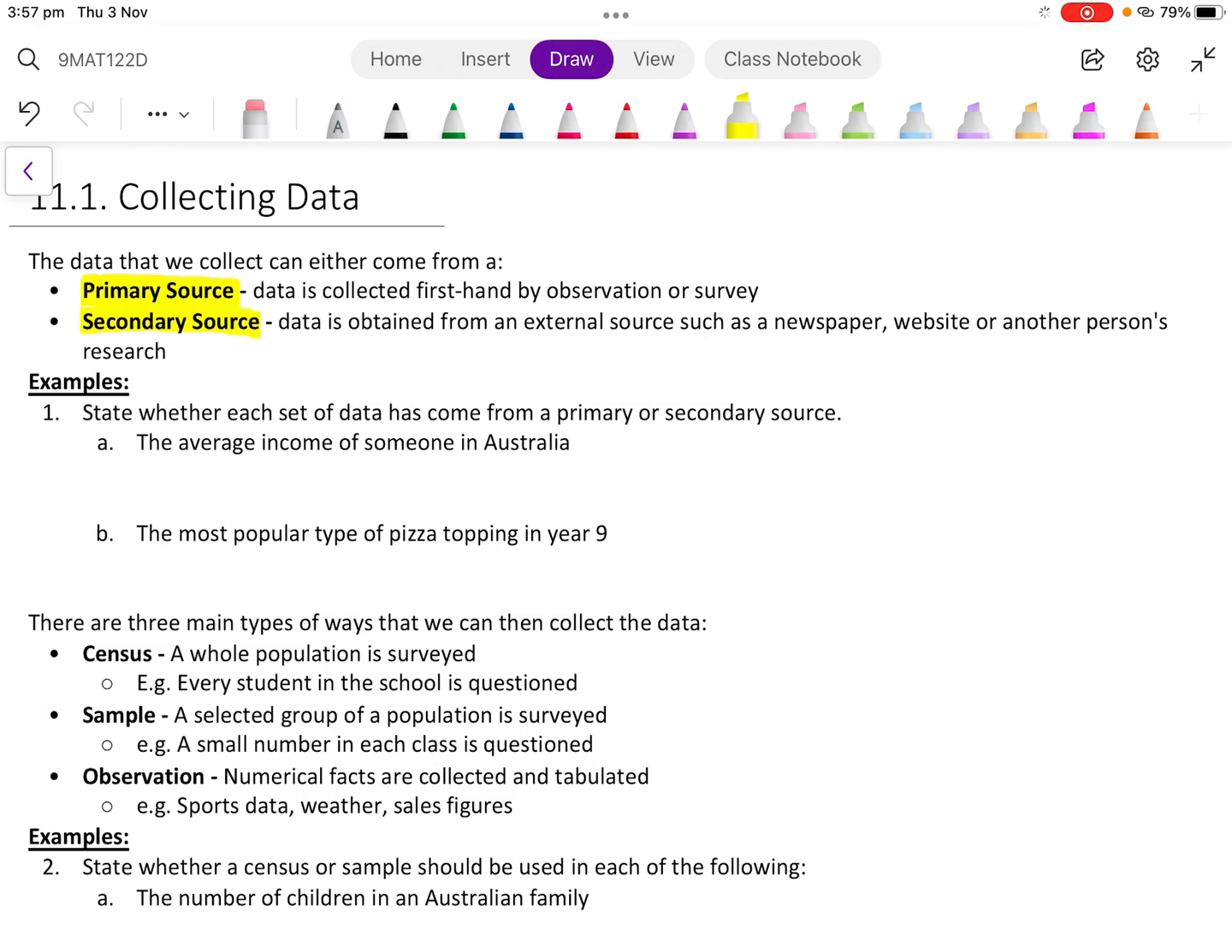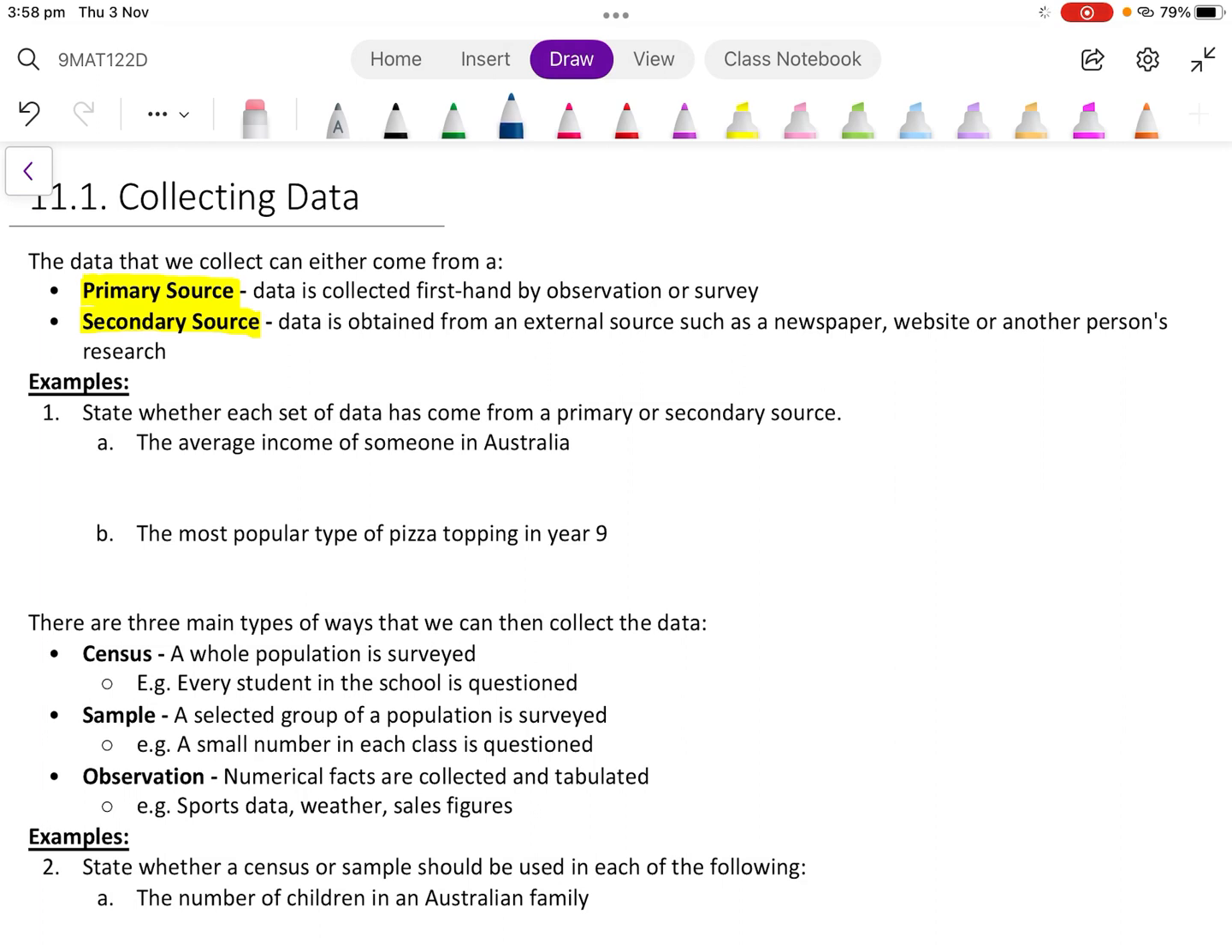Examples. Let's state whether each set of data has come from a primary or secondary source: the average income of someone in Australia, and the most popular type of pizza topping in Year 9. Please pause the video and have a quick discussion about what you think the answer will be.